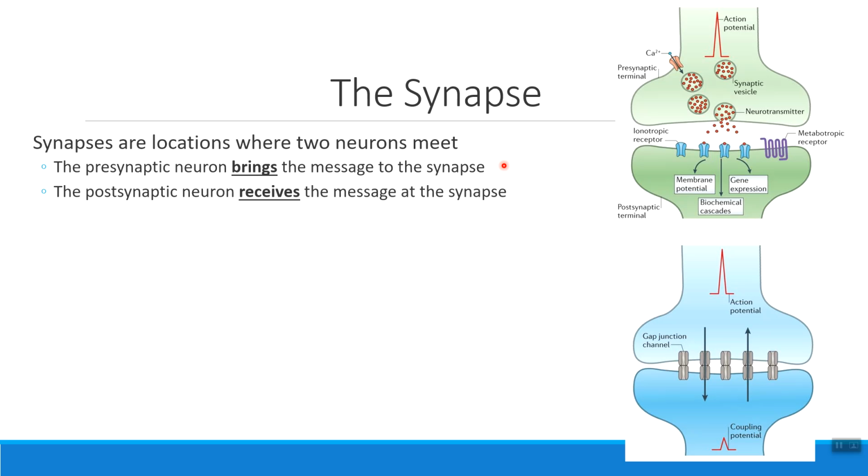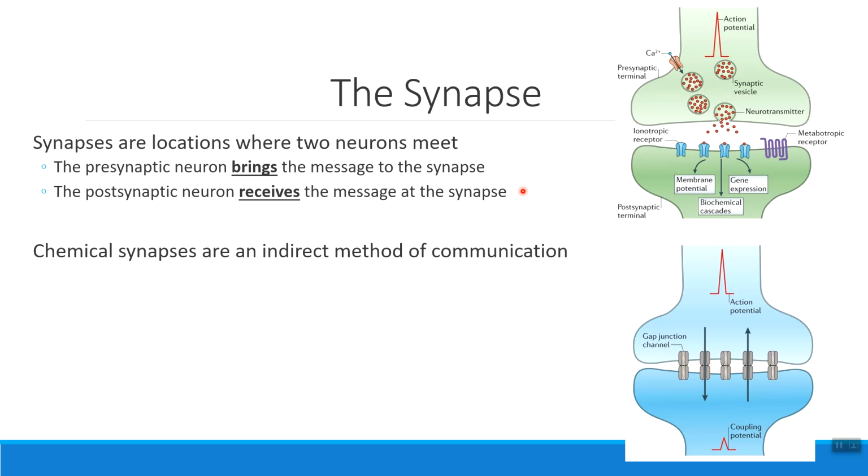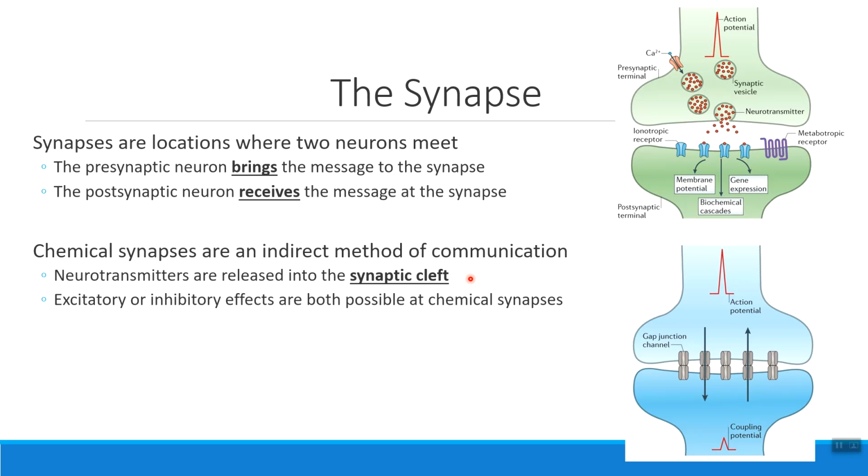Remember, this relates to the fact that one brings the message and one receives the message. The synapses we've been talking about up to this point are chemical synapses. And when we talk about chemical synapses, I want you to underline, highlight, star that they are an indirect method of communication. And what I mean by that is I release a neurotransmitter from one neuron and I send it across this space to the other neuron. It goes through the synaptic cleft to get to the neuron that it's talking to.